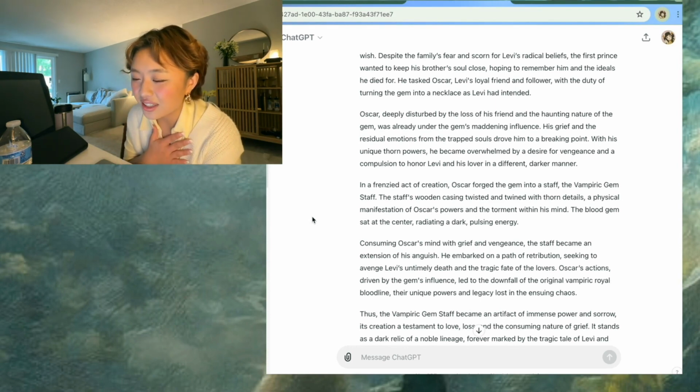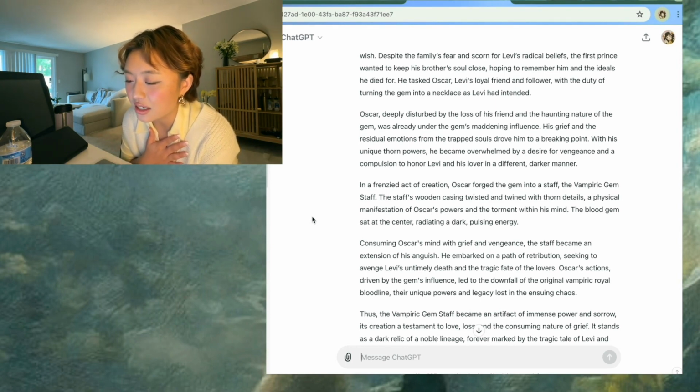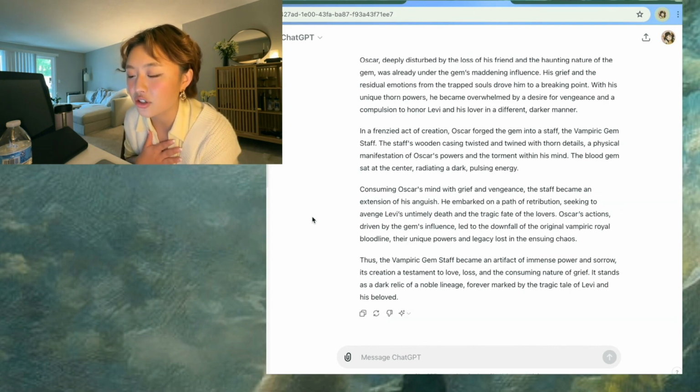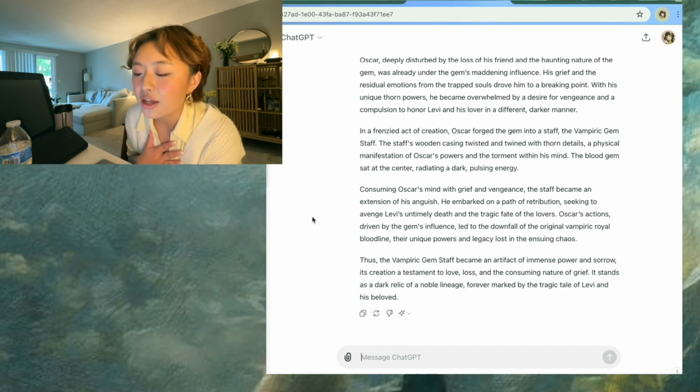The staff's wooden casing twisted and twined with thorn details, a physical manifestation of Oscar's power and the torment within his mind. The blood gem sat at the center, radiating a dark, pulsing energy. Consuming Oscar's mind with grief and vengeance, the staff became an extension of his anguish. He embarked on a path of retribution, seeking to avenge Levi's untimely death and the tragic fate of the lovers. Oscar's actions, driven by the gem's influence, led to the downfall of the original vampiric royal bloodline, their unique powers and legacy lost in the ensuing chaos.